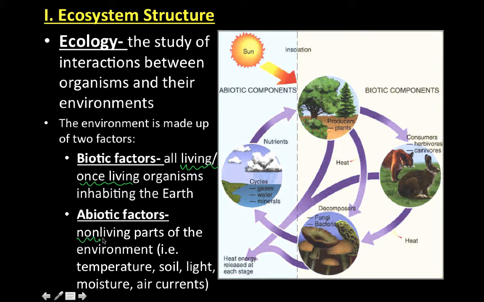These things are made up of non-living components, and they're major factors that influence the living or the biotic components, such as temperature, soil, sunlight, moisture, air. All of those things have a cumulative effect on ecosystems.